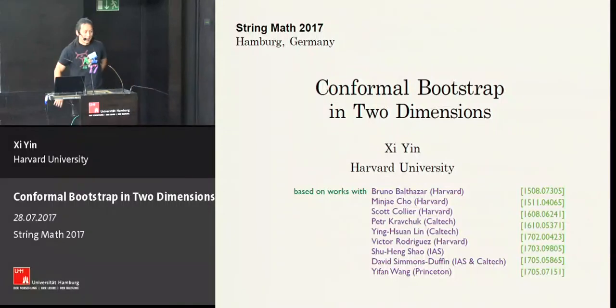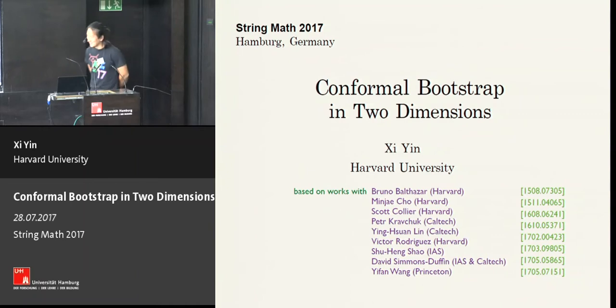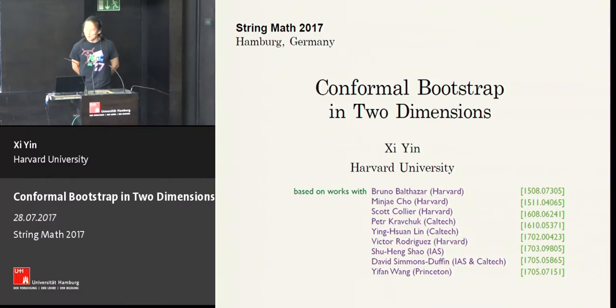I'd like to thank the organizers for inviting me to this very nice conference. This is my first time at String Math, and I had previously assumed that it's just a slightly more mathematical version of strings, but it's a little different from what I expected. It's a lot more mathematical.